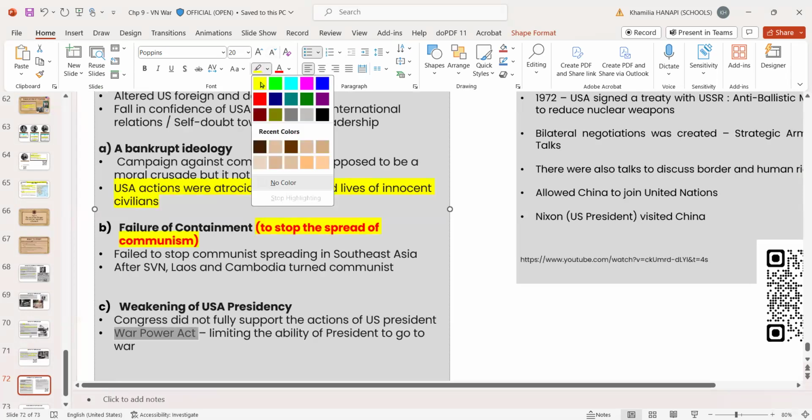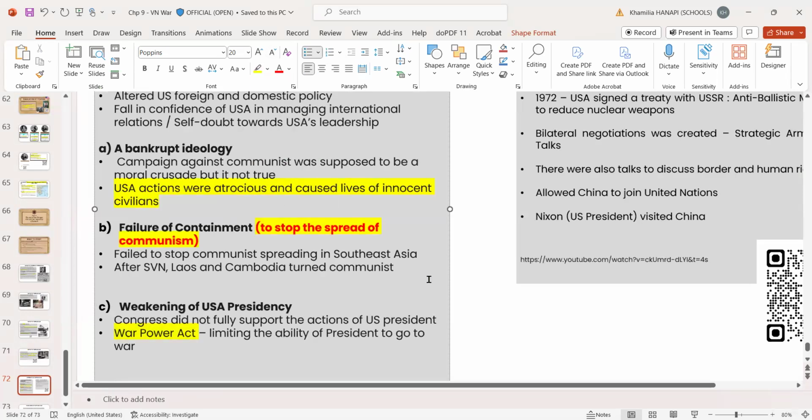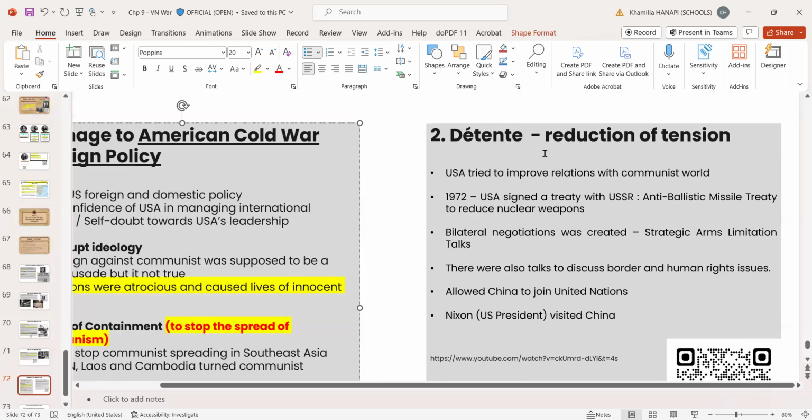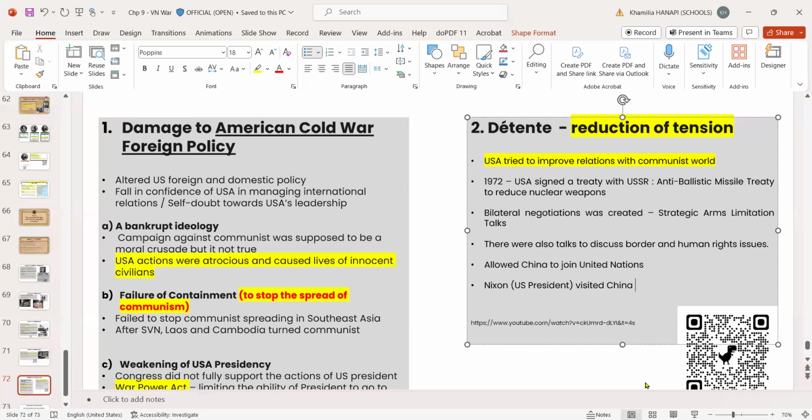It's called the War Powers Act, limiting the ability of the president to go to war. And it was now the start of détente. Détente actually means reduced tension. After 20 years in the Vietnam War, I think the Americans were very cautious about starting another war. In fact, the USA was the one that tried to initiate improvements with the communist world, and they were also visiting communist countries. So you can see there was a huge change in their attitude towards communists.